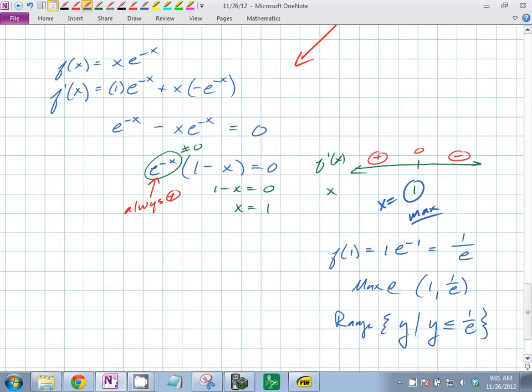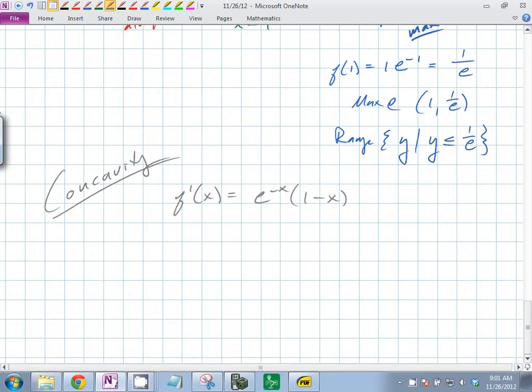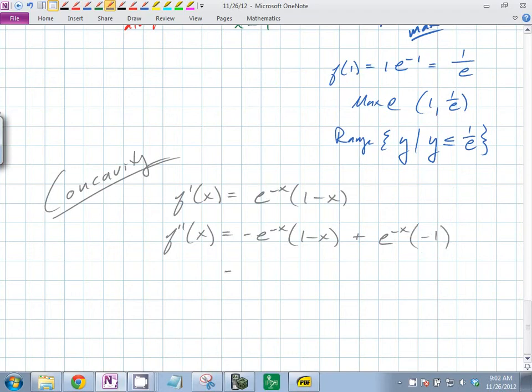Okay, so we know where it's increasing and decreasing. What's the last major thing we need to check? Concavity. So what are we going to look at to examine concavity? The second derivative. We knew that f prime of x was equal to what? e to the negative x times 1 minus x. So for f double prime, let's use the product rule. The derivative of the first times the second plus the first times the derivative of the second, which is what in this case? Negative 1. So what do you end up with? Negative e to the negative x times 1 minus x minus e to the negative x.